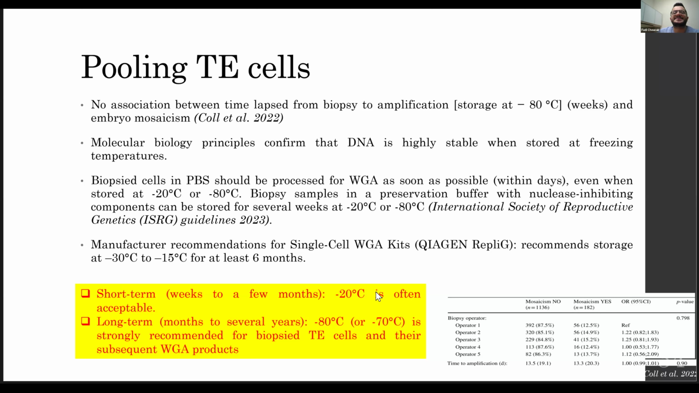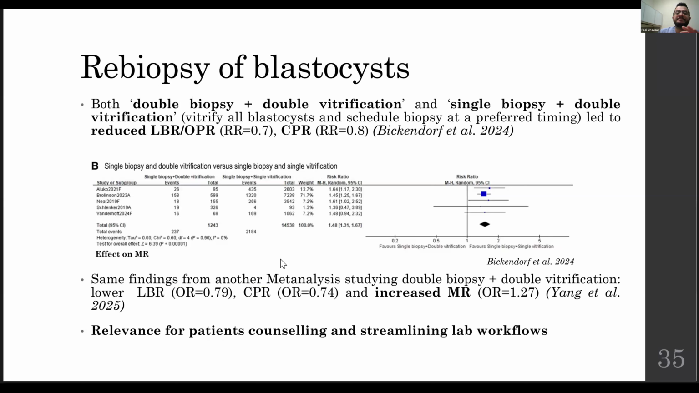They confirm that DNA is highly stable when stored at freezing temperature. Here we see data from the International Society of Reproductive Genetics guidelines. They stated that biopsied cells in PBS should be processed as soon as possible, even when stored at -20 or -80. I've also checked some manufacturer recommendations for single-cell whole genome amplification kits, which recommend storage for at least 6 months. So we can conclude that short-term, weeks to a few months at -20, is often acceptable. Long-term, months to several years at -80, is recommended. Finally, rebiopsy.